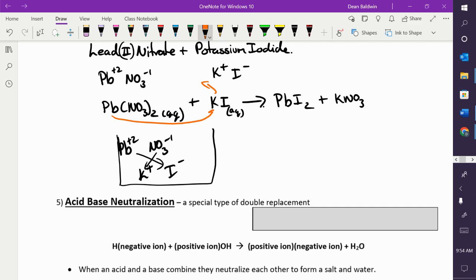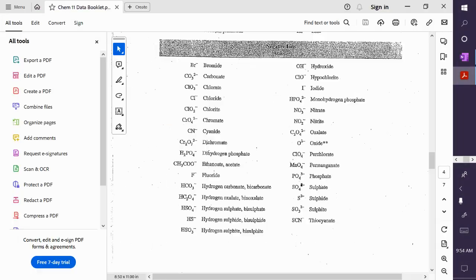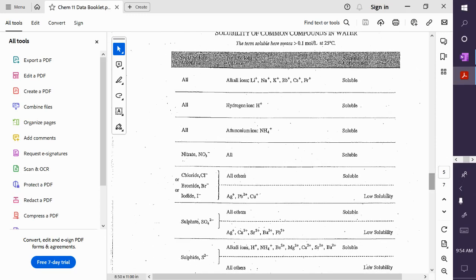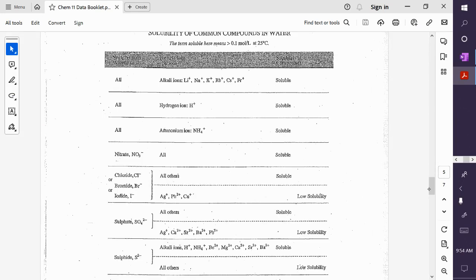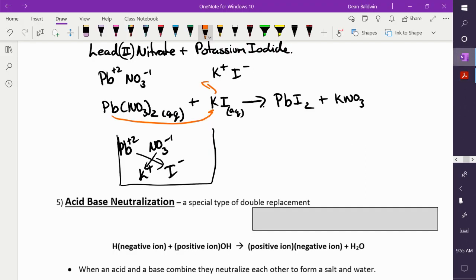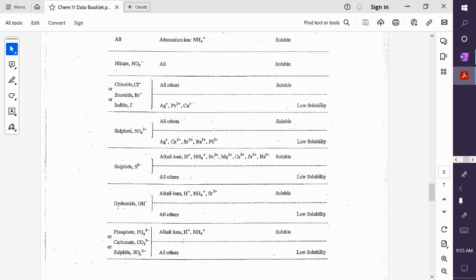Now, then you've got to go to your data package. So if we go to our data package, you're going to find the solubility table, this one right here. Now you've got to predict if something's soluble or not, whether it forms a solid. So what did we have? Lead nitrate, potassium nitrate, and lead iodide. So let's look at potassium nitrate, the KNO3. You find nitrate on here. There's nitrate.